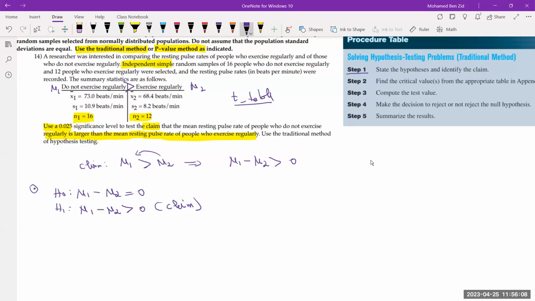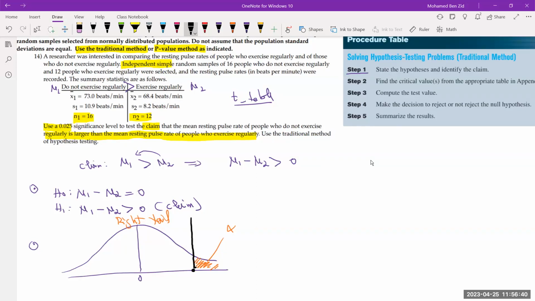Now, before going to the critical value, we need to graph it to know what we are doing. This is my bell shape, and this is 0, and you are greater than 0. So greater than 0, you're going to go on the right side. So this is your alpha, and this is the right tail. And your cutoff is right here. From this side, you're rejecting H0. Here, do not reject.